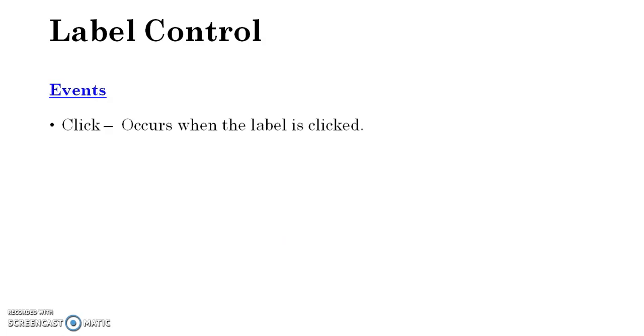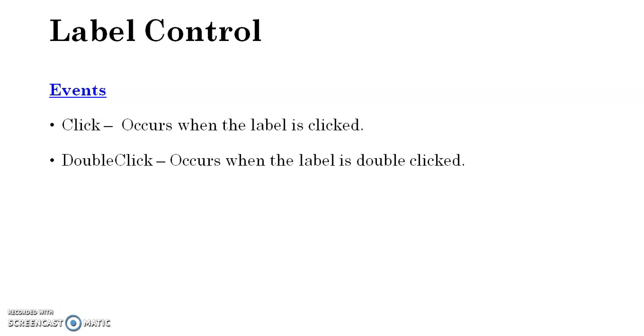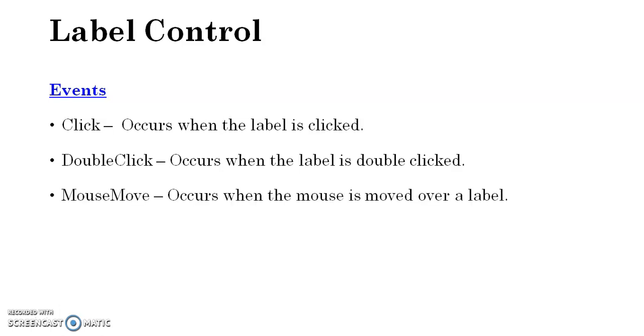Let's see them. So the events are, first one is the click. When a label is clicked, it can occur. If you want to execute any command when the label is clicked, you are going to use the click event. If you want to execute commands when the label is double clicked, you are going to use the double click event. And if you want some events to occur when the mouse is moved over a label, you can use the event mouse move.